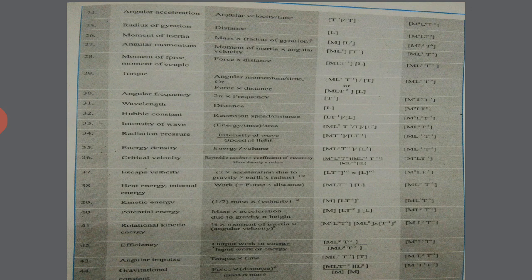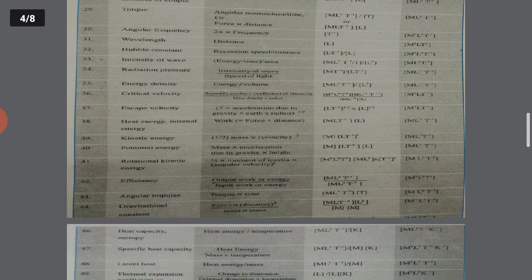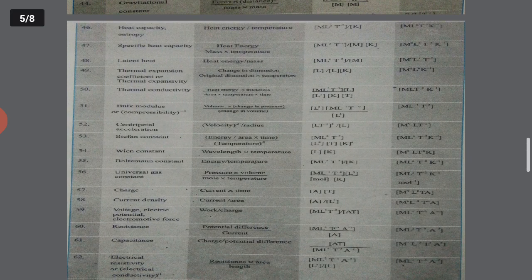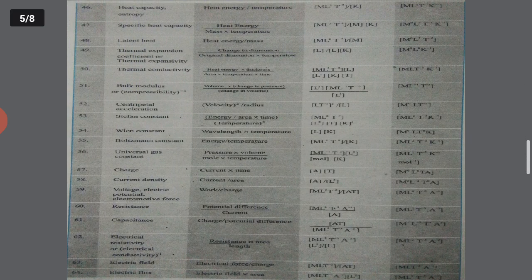Gravitational constant, this you studied in class 9th in chapter 10, but there you only study its formula. Here we will also study its dimensional formula. Okay, let's move further. See other types of dimension formulas are over there.